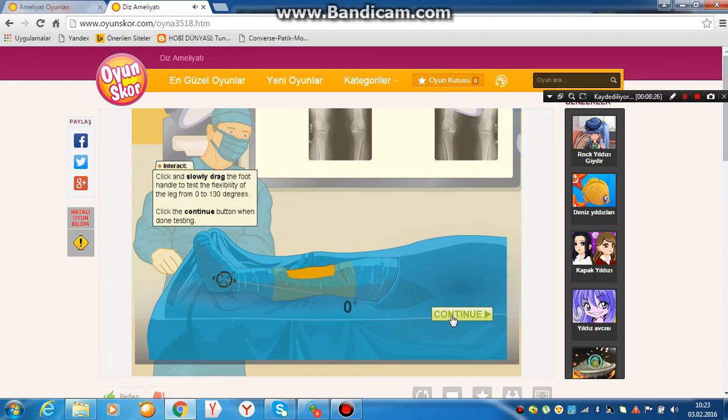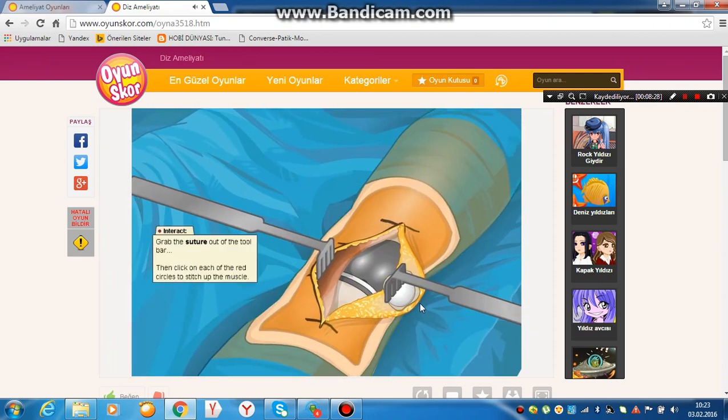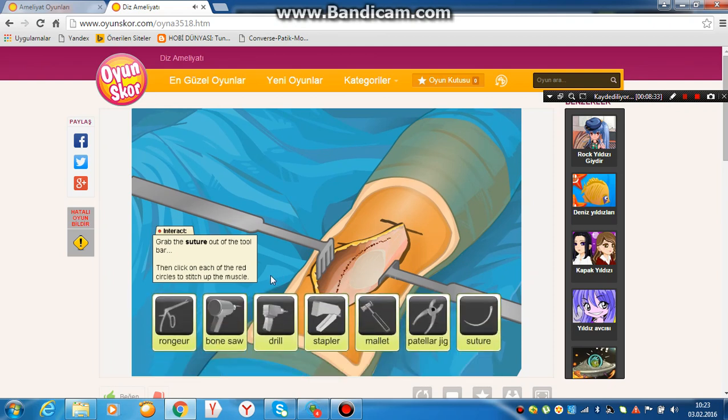We perform our range of motion tests one final time. Our patient's new knee is looking good. Let's close up the incision. First, suture the deep tissue and fat layers back together.